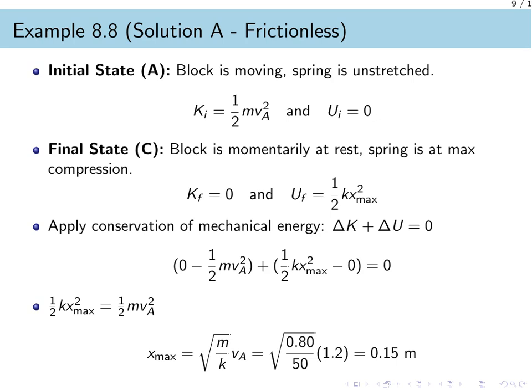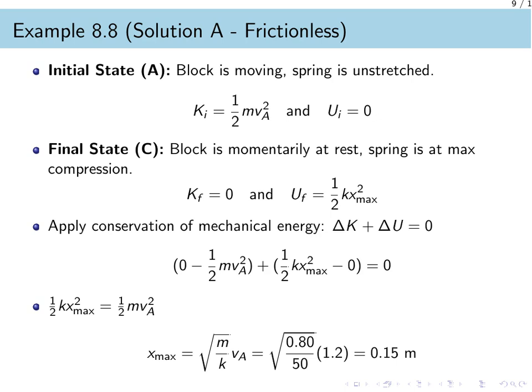Here is the solution for the frictionless case in part A. We apply the conservation of mechanical energy, delta K plus delta U equals 0. Let us define our states. The initial state is when the block is moving at velocity v sub A, just before it hits the unstretched spring. Here, the initial kinetic energy is 1/2 m v sub A squared, and the initial potential energy is 0.